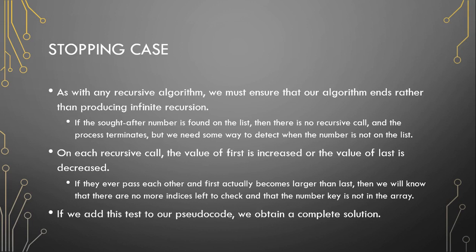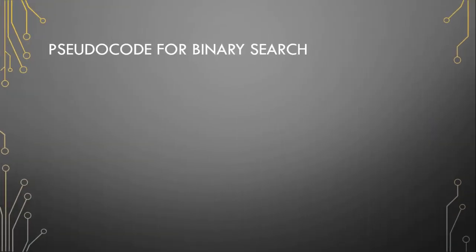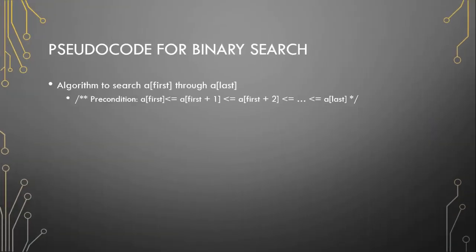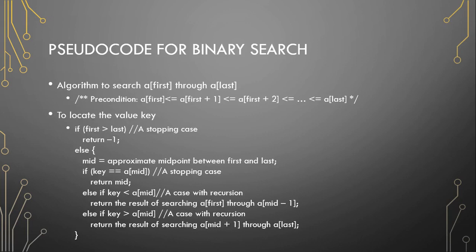Now, if we add this test to our pseudocode, we're going to obtain a more complete solution. So here's our pseudocode for binary search. All right? So this is an algorithm, search A of first through A of last. And of course, we have our precondition. To locate the value key, we're going to say if first is greater than last, which is our stopping case, return -1. Else mid is equal to approximate midpoint between first and last. If key equals A of mid, that's one of our stopping cases, we're going to return mid. Else if it is less than A of mid, and this is of course one of the cases of recursion, we're going to return the result. Else if key is greater than A of mid, which is our other case of recursion, we're going to return the result of searching A of mid plus 1 through A of last.